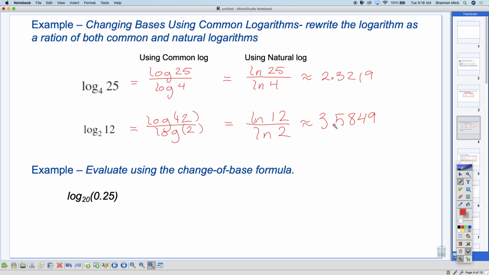So what's the difference between natural log and common? Nothing. Well, the difference is that one is base 10 and one is base e, and e is that 2.71828. But in the formula, they both yield the same result.